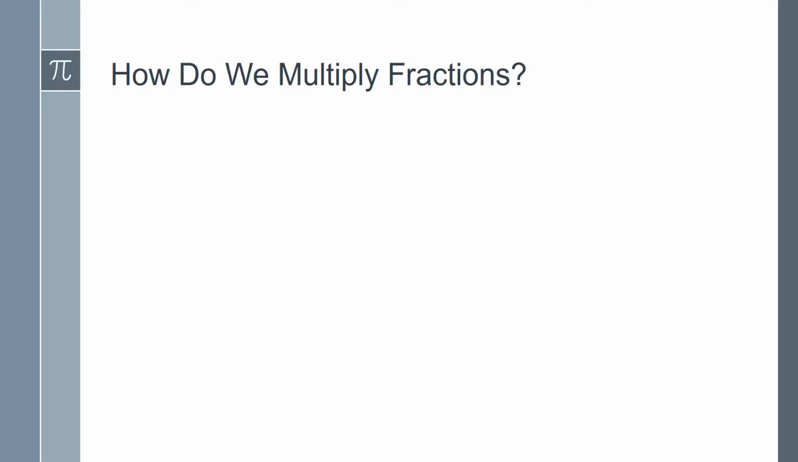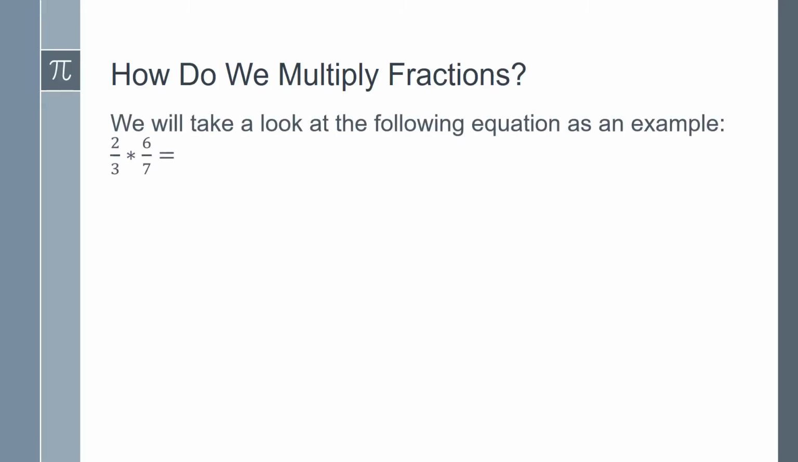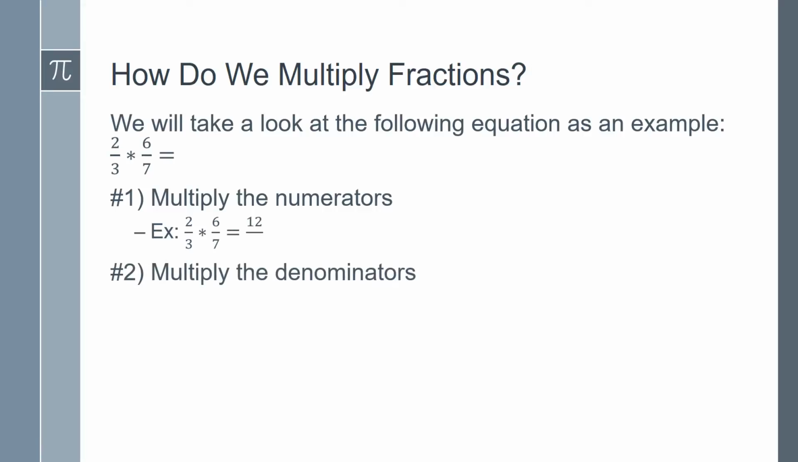First, let's take a look at the steps that we need to follow in order to multiply fractions. We will take a look at the equation 2/3 times 6/7 to use as an example. The first step is to multiply the numerators. So if we have 2/3 times 6/7, 2 times 6 is 12, so that is our new numerator. The next step is to multiply the denominators. 3 times 7 is 21, so our denominator is 21.